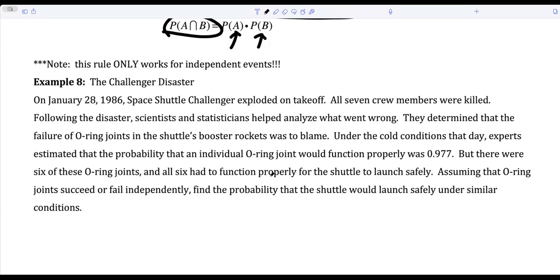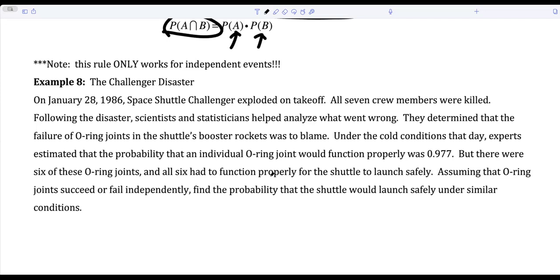In January of 1986, they launched from Florida, and it was unusually cold that day, and there was a tragic accident. The space shuttle exploded shortly after takeoff and killed all 7 people on board. There's a really good documentary on Netflix if you're looking for something to watch this weekend over your 4-day weekend.